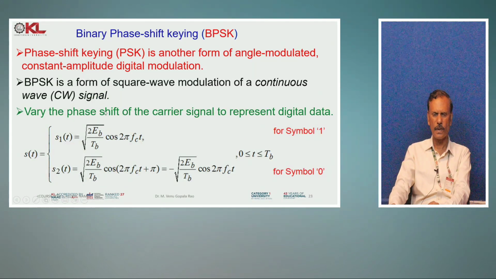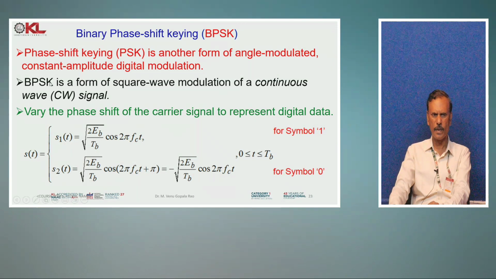So we have started to study binary phase shift keying. It is binary, you know that the levels are either 0 or 1. Phase shift keying is another form of angle modulated, constant amplitude digital modulation. Both FSK and PSK are constant amplitude, the amplitude does not vary, whereas in amplitude modulation, that is ASK, the amplitude will vary, as we have already studied in analog communication.